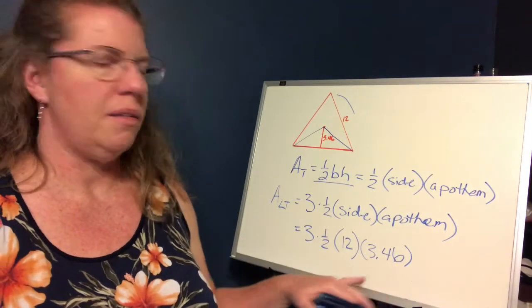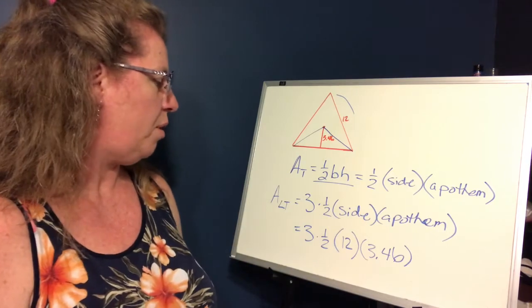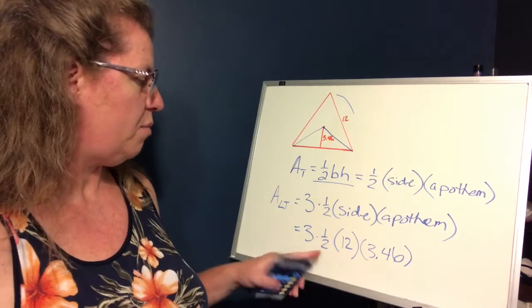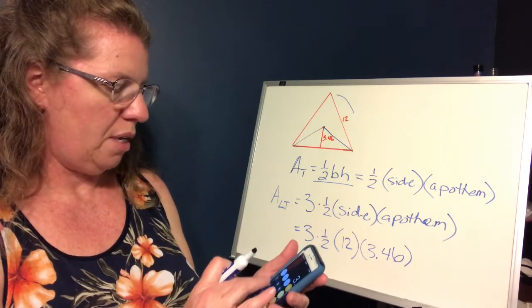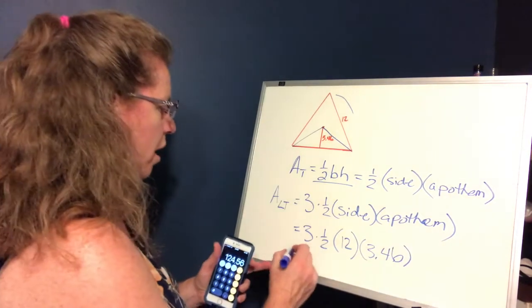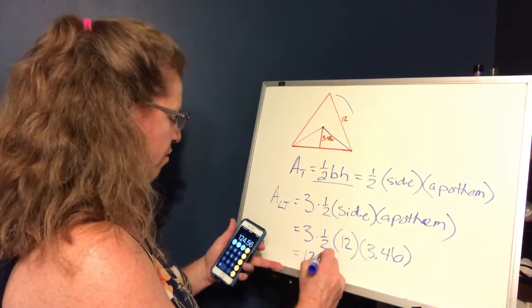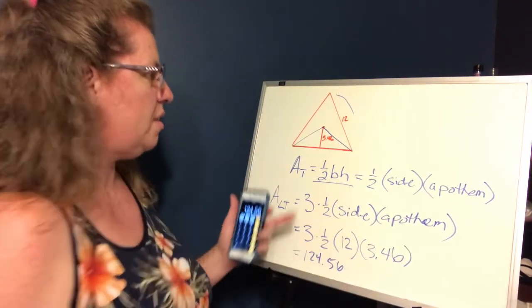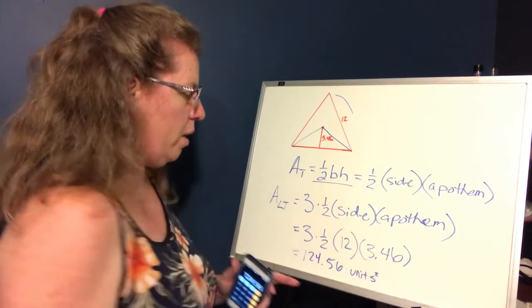When I see this, first thing I would say is let's take half of 12 because it's a nice even number. So we wind up with 6 times 3, so we have 36. Then times 3.46. So the area of our entire polygon is 124.56. They don't give us units, so we would just say units squared.